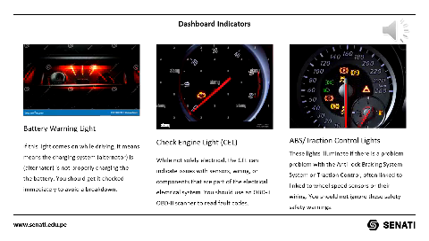Dashboard indicators. Battery warning light: if this light comes on while driving, it means the charging system, the alternator, is not properly charging the battery. You should get it checked immediately to avoid a breakdown. Check engine light: while not solely electrical, the check engine light can indicate issues with sensors, wiring, or components that are part of the electrical system. You should use an OBD2 scanner to read fault codes.